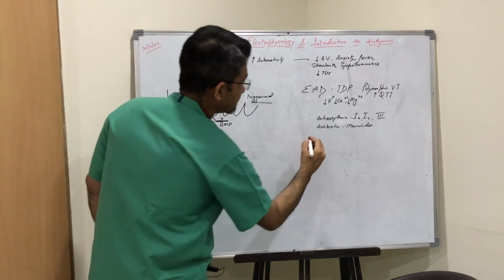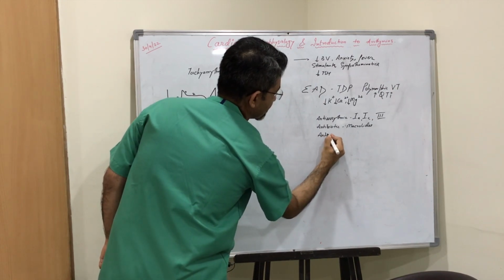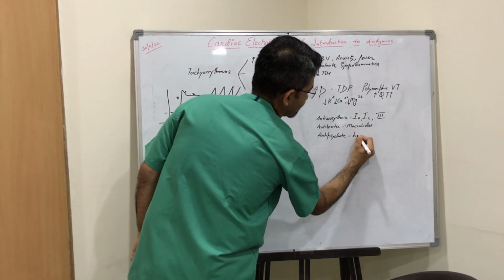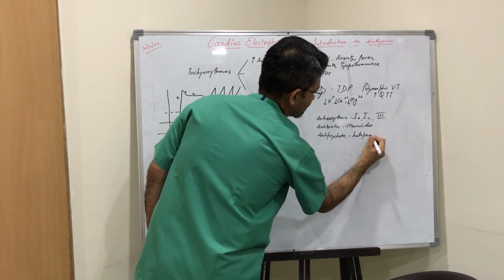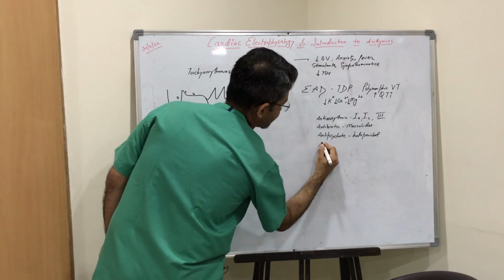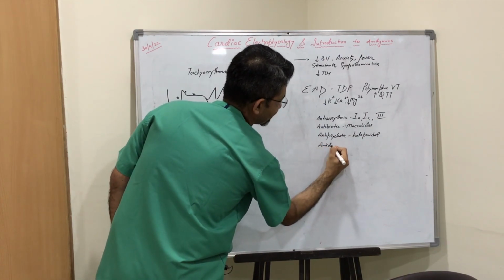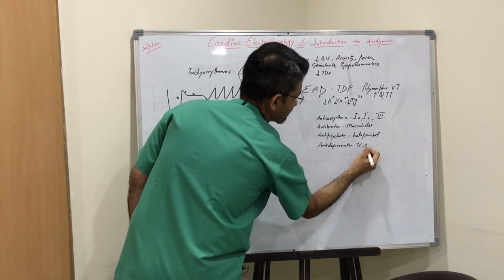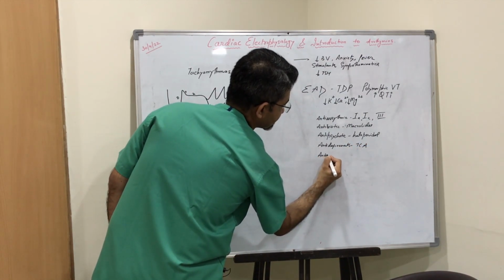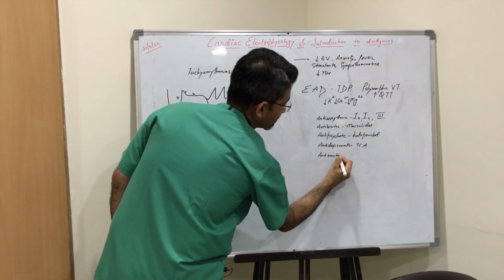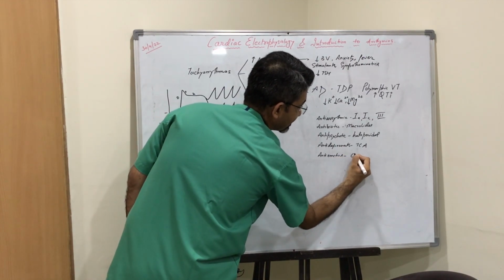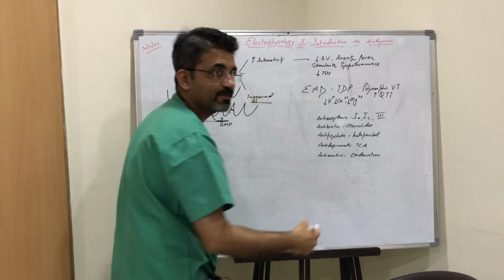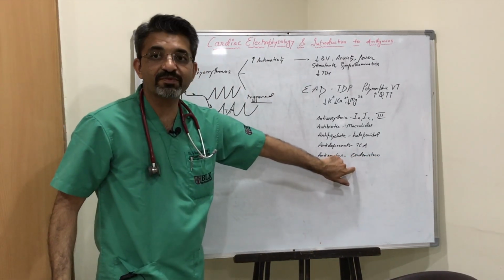Then you have antipsychotics such as haloperidol. Then you have antidepressants, particularly tricyclic antidepressants, and you have antiemetics. Very important: ondansetron. This drug we use left and right, particularly in patients who are going for pre-op surgeries.